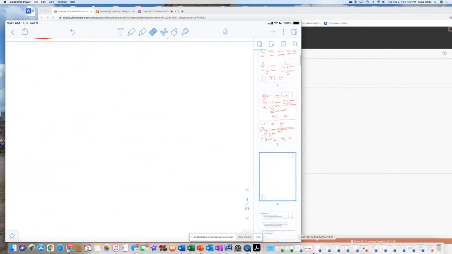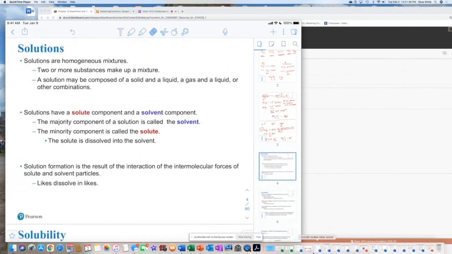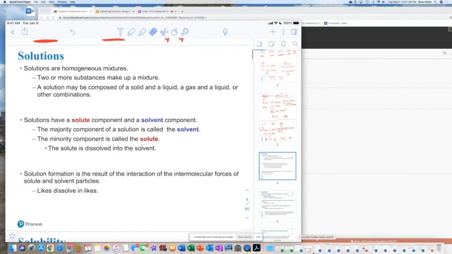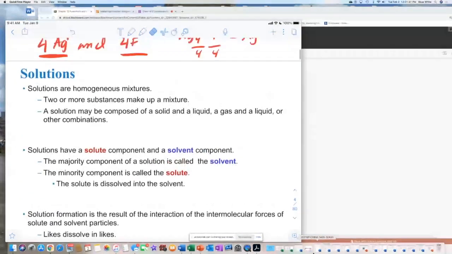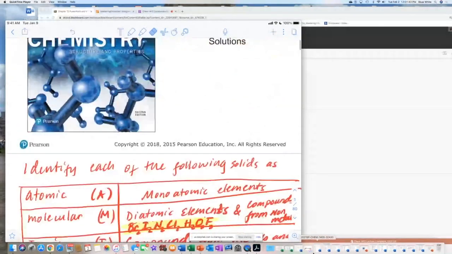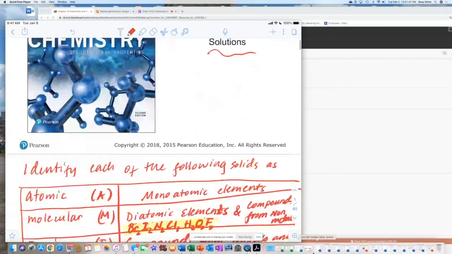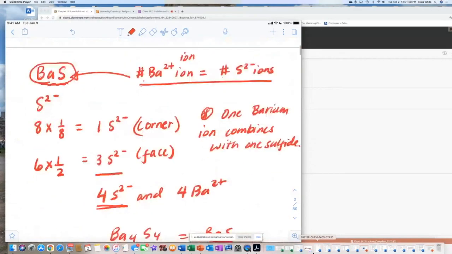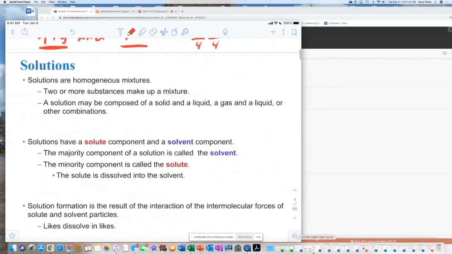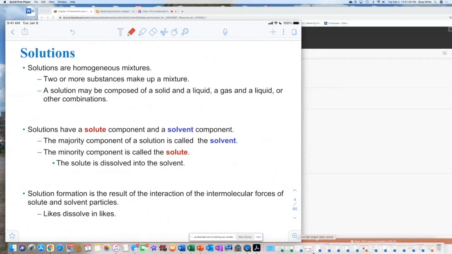Okay. So unless you guys have another question, let me go ahead and delete this page and start with a new chapter. This new chapter is about solutions. In 1411, depending on where you took it, you should have covered solutions a little bit, talking about molarity and all that stuff. We talked about the stoichiometry that had to do with solutions. So we're going back and looking at solutions over again, but this time we're spending more time in the details.